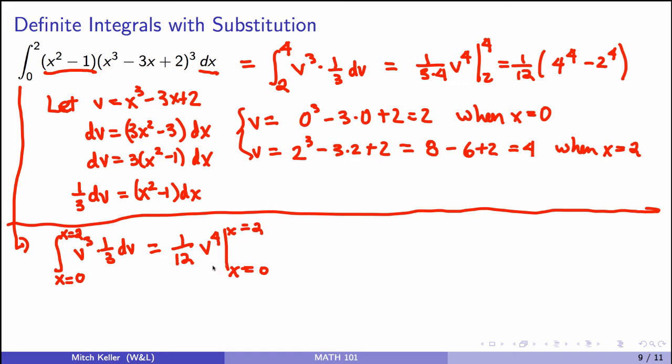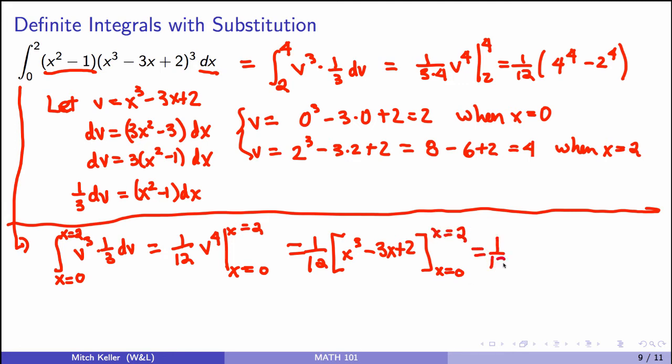And then I'm going to say, well, wait a minute, this is a function of v. I need to make it into a function of x, just like I did with my indefinite integrals. So I need to come back here and get this back to be in terms of x. And I'm going from x equals 0 to x equals 2.